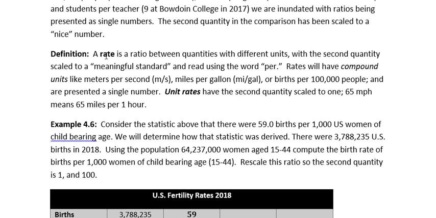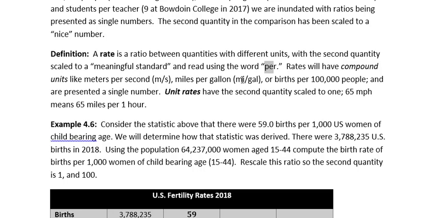So, a rate is simply a ratio between two quantities with different units, with the second quantity, which is the denominator, scaled to a meaningful standard and read using the word per. Rates have compound units. Here are some compound units. Meters per second. Why is it compound? Meters is a measurement of length. Seconds is a measurement of time.